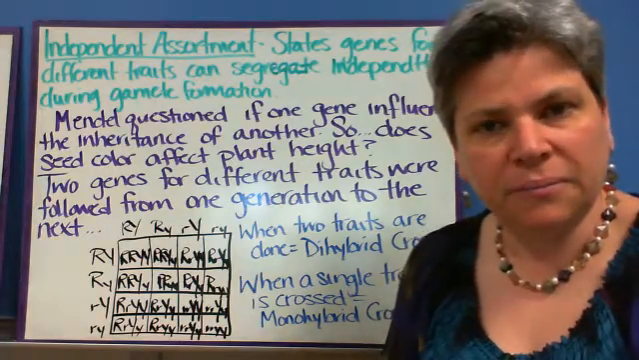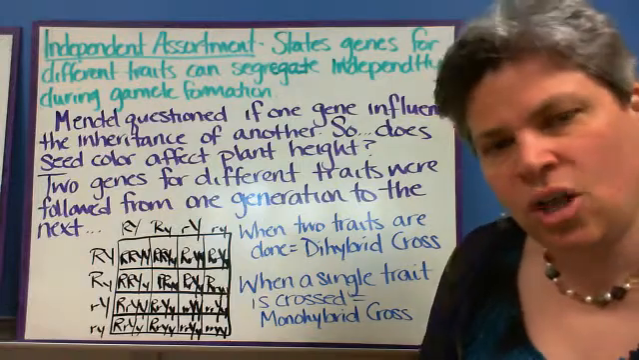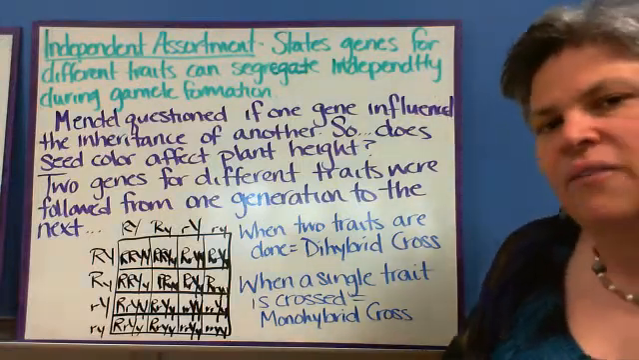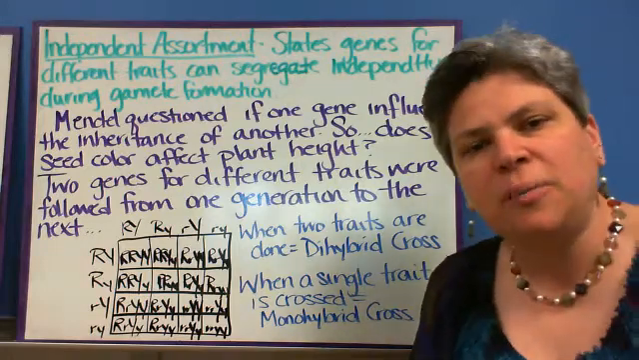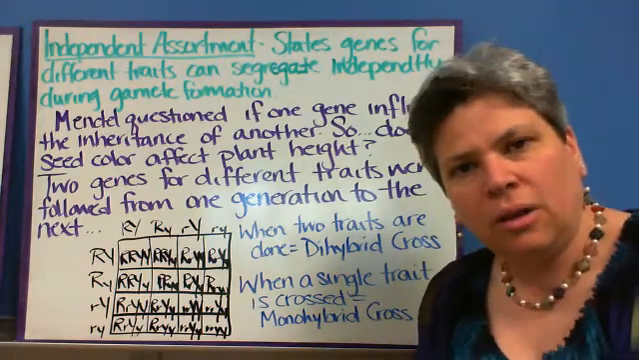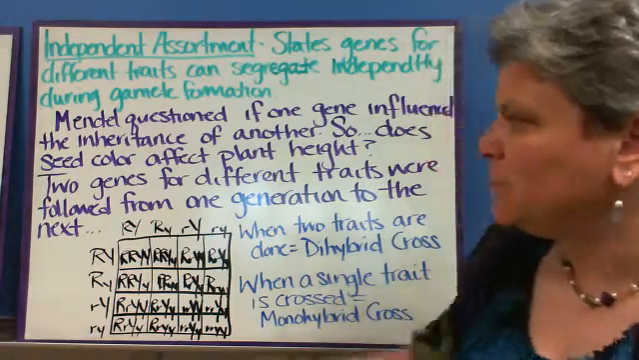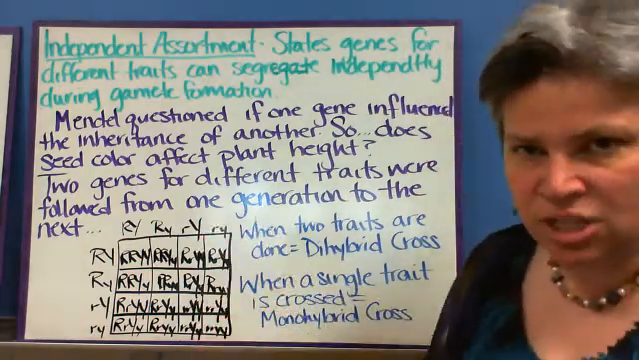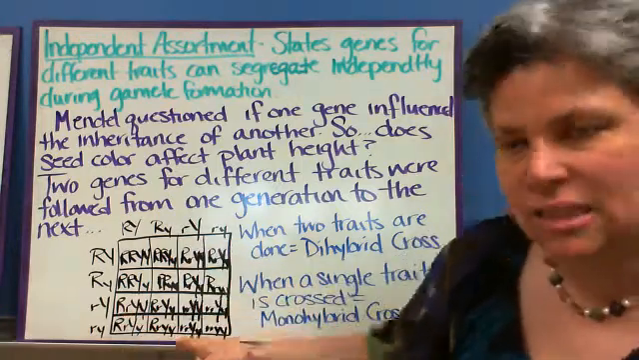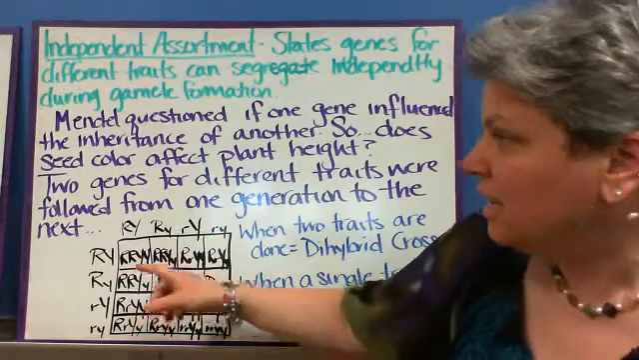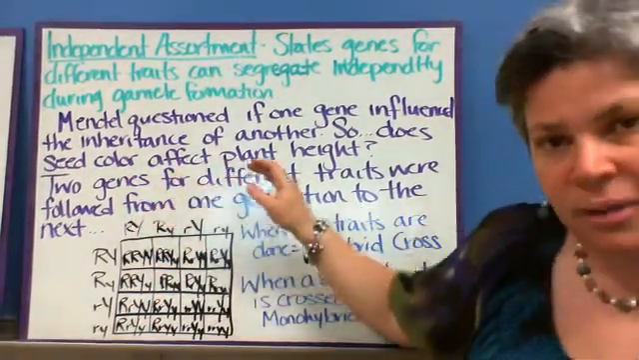So what Mendel questioned was if one gene could influence the inheritance of another gene. Could having a purple flower influence whether or not you're going to have a tall or short plant? So what he did was he followed these genes for many generations and he ran crosses like this. So now he's running this cross for 2 different traits. In this case, seed color and plant height.